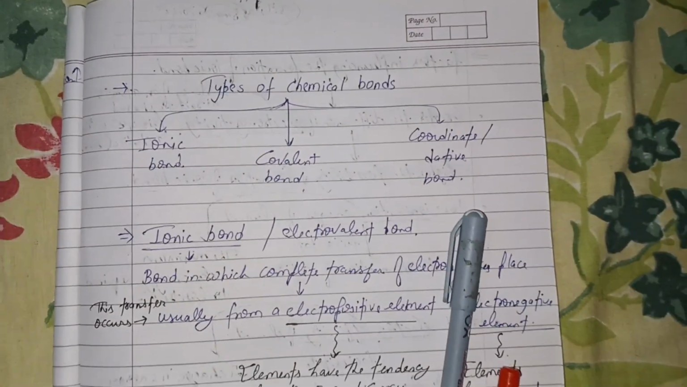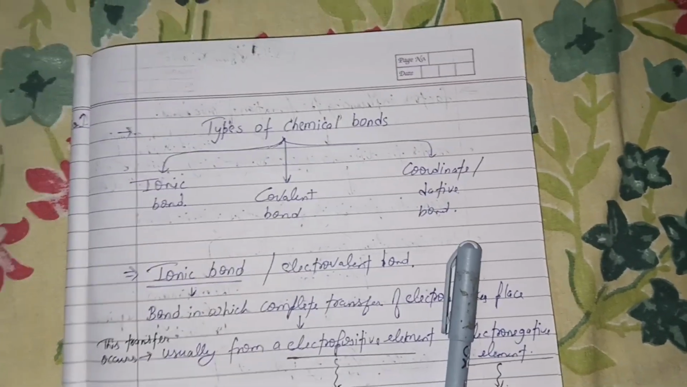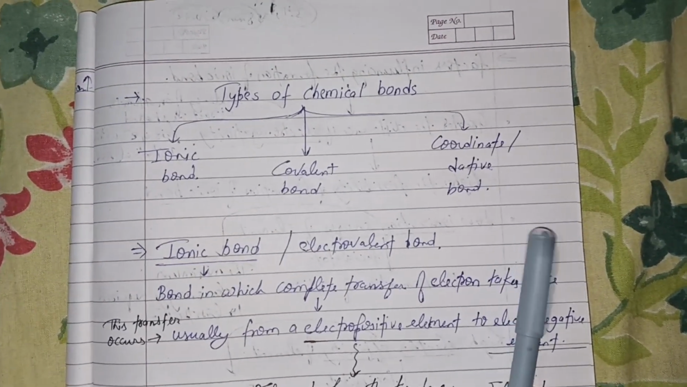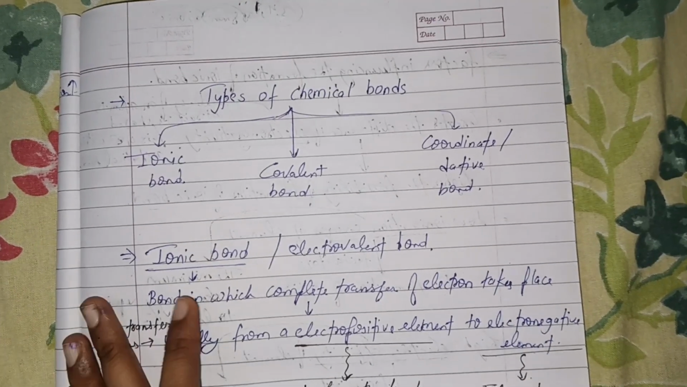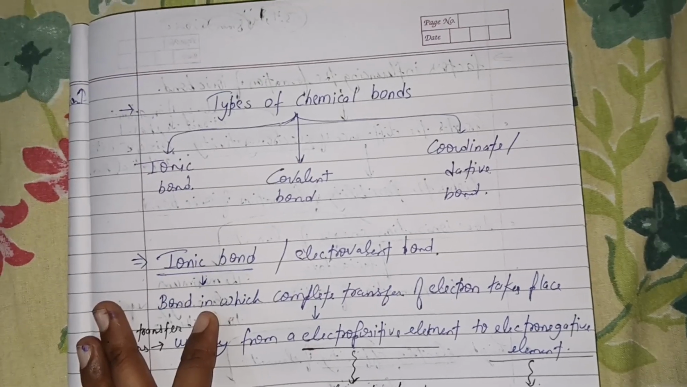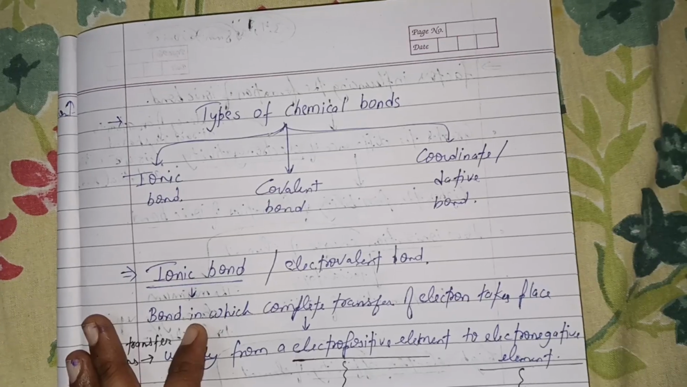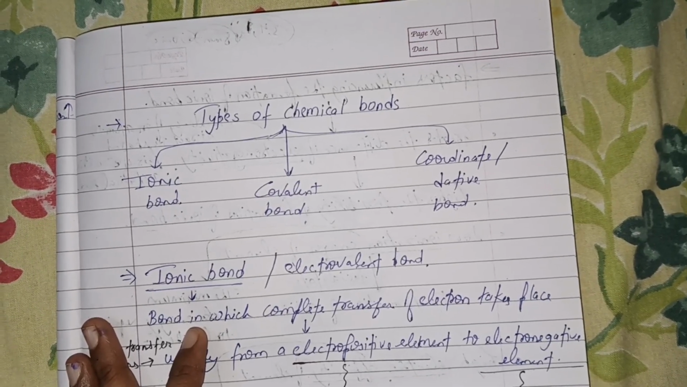So in this video we are going to discuss types of chemical bonds, or more precisely the ionic bond. So let's start. In the previous video we understood why atoms form bonds, and the answer was that the bonded arrangement has lower potential energy, due to which it is more stable. That's why atoms prefer to form bonds.